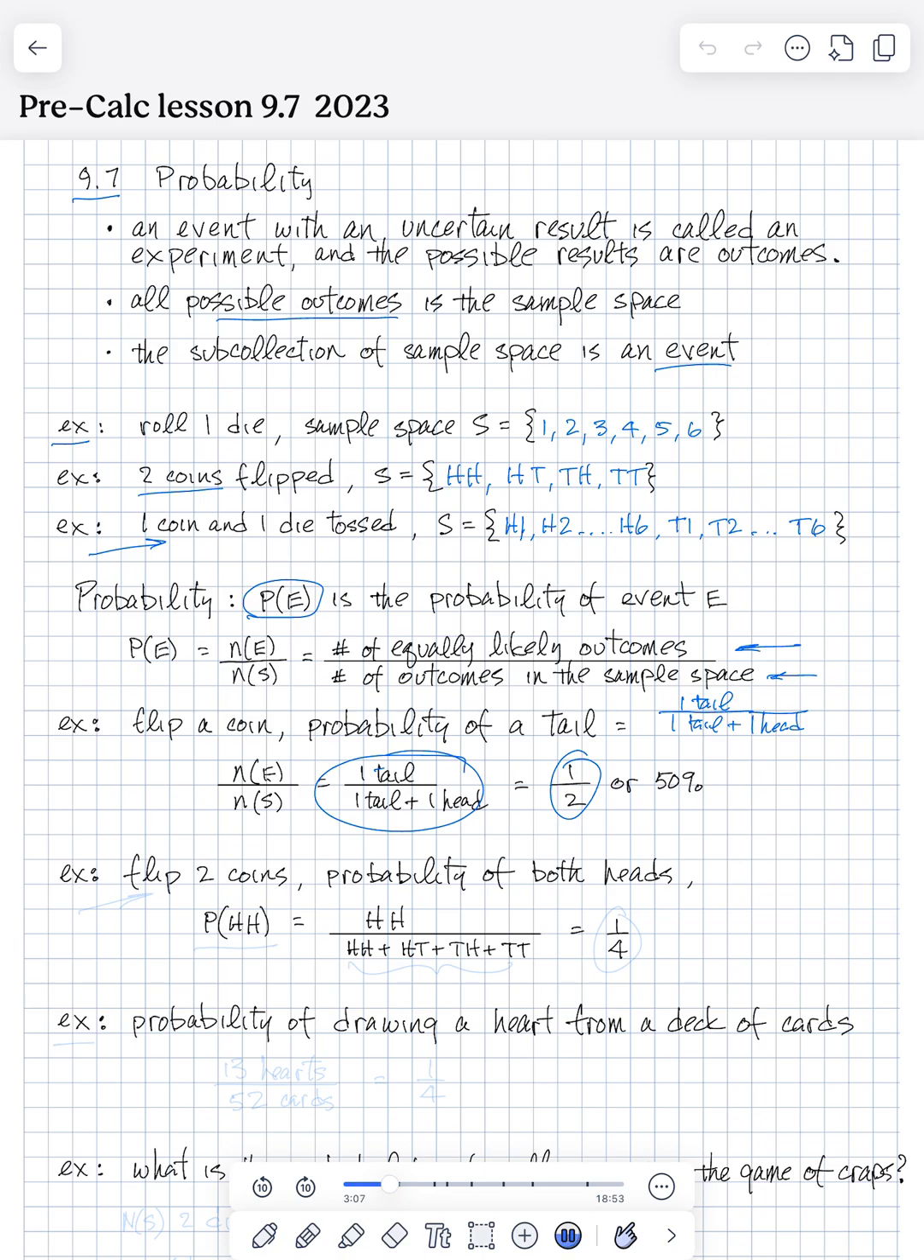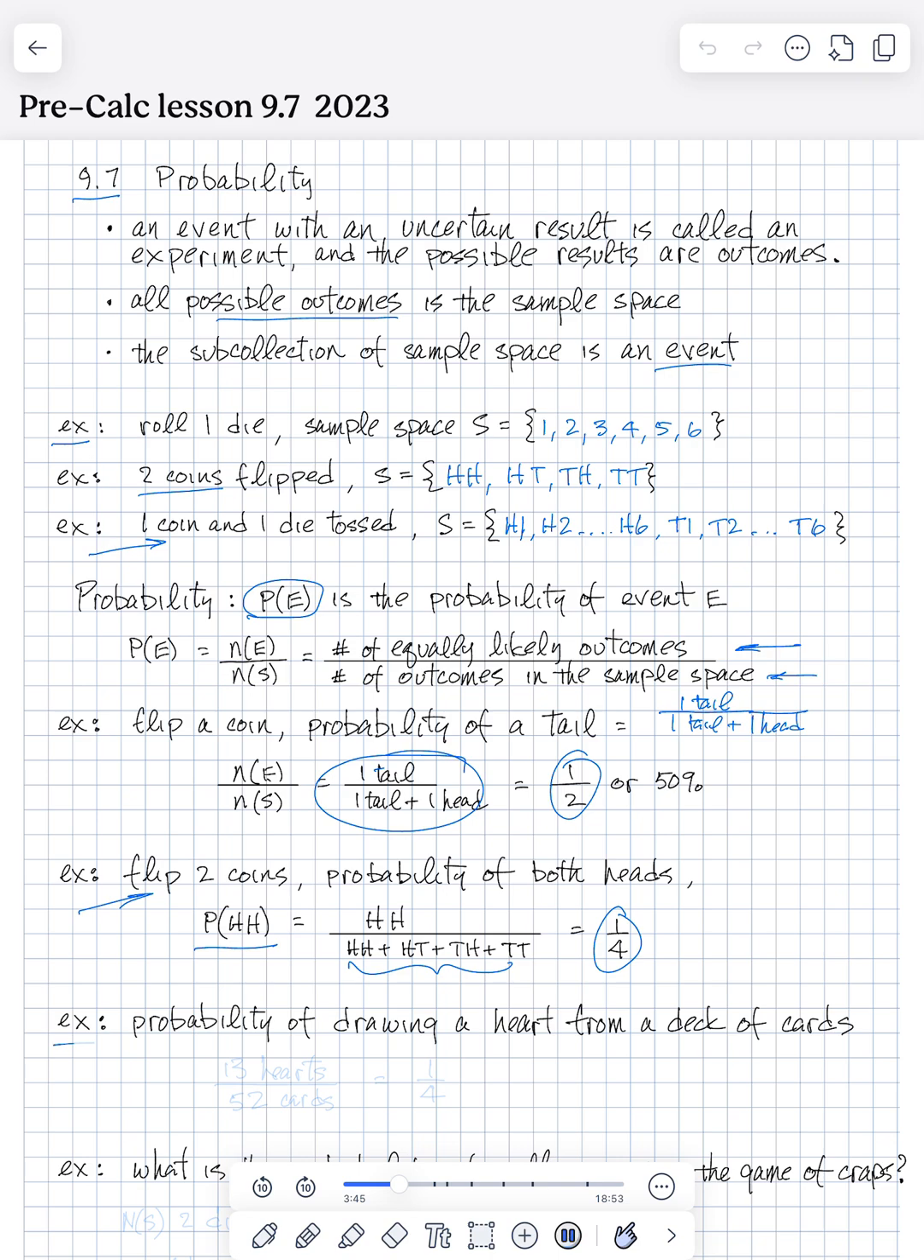All right, let's look at our next example. You flip 2 coins. What's the probability that they are both heads? So how do you get that? Well, a head and a head would be the outcome, and then you have 4 ways to flip the coins, so the probability of both heads would be 1/4.